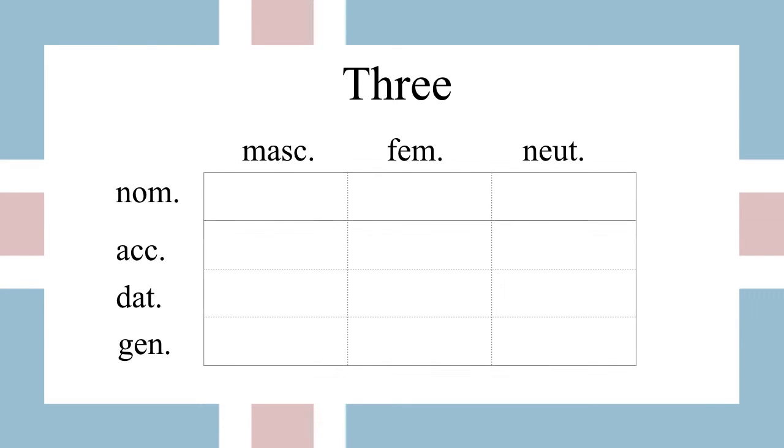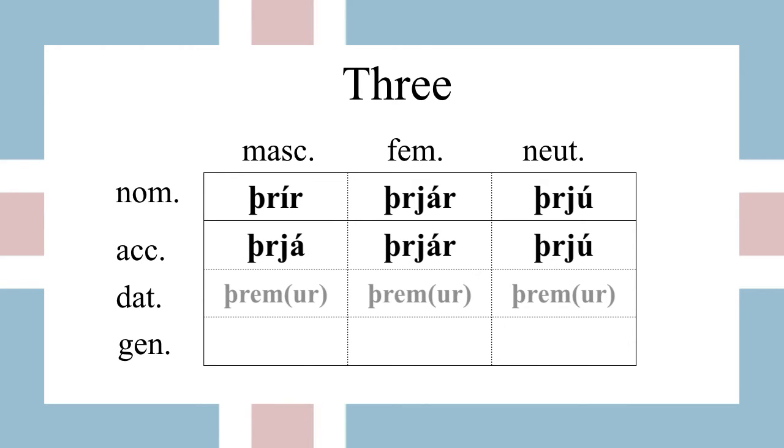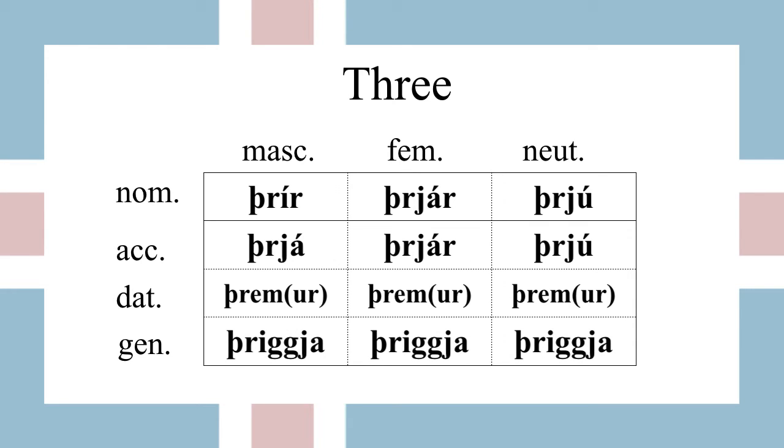All right, let's talk about 3. Our forms in the nominative are þrír, þrjár, and þrjú. In accusative we have þrjá, þrjár, and þrjú. In dative we have þrem or þremur. And in genitive we have þriggja. And I'm not going to show you any examples of those because it's very similar to our examples for tveir.